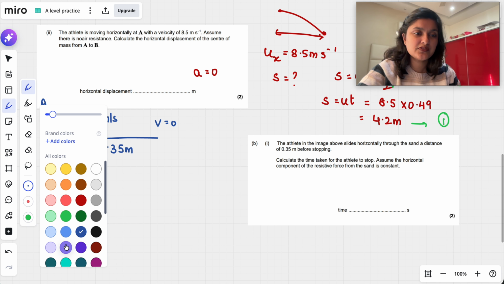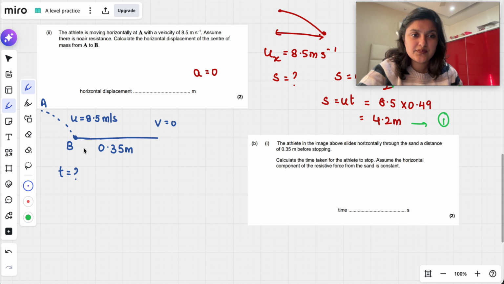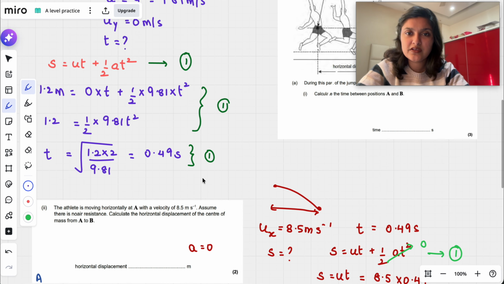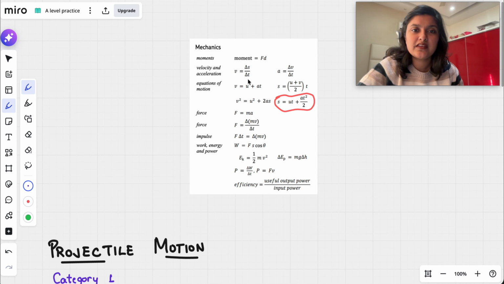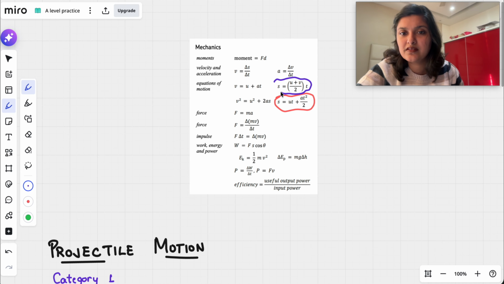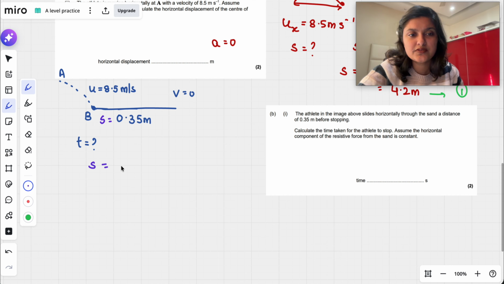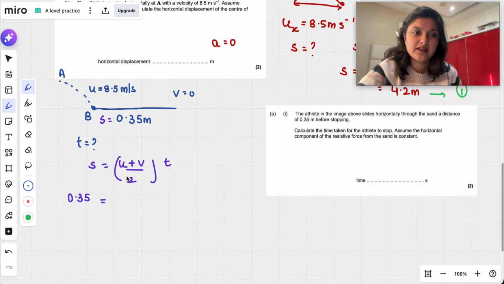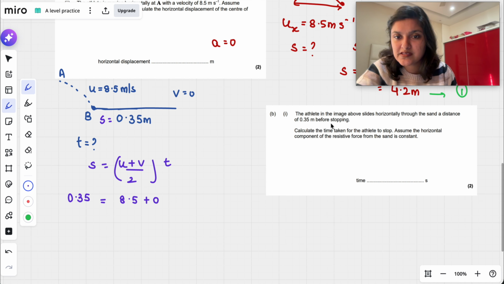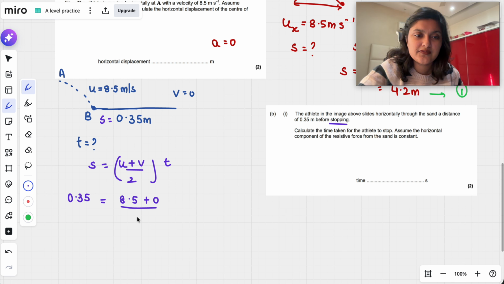So which formula would you use? If you look at the formula sheet, in this case, we know the S value, we know the U value, we know the V value, and we have to find time. So let's look at the formula sheet. The formula that can help us to do that is this one. S is equal to U plus V over 2 times T. S value is 0.35 and U is just 8.5 plus V is 0. Why is it 0? Because they are saying that it comes to a stop. And then divided by 2, and time is something we need to find.